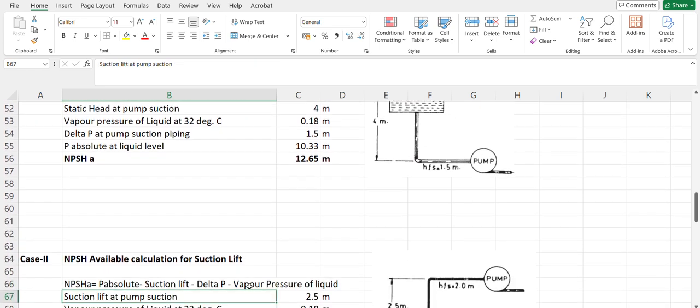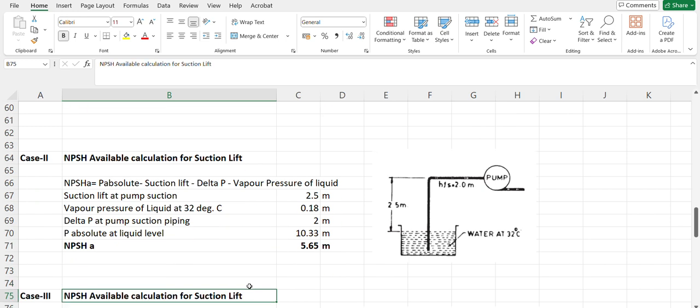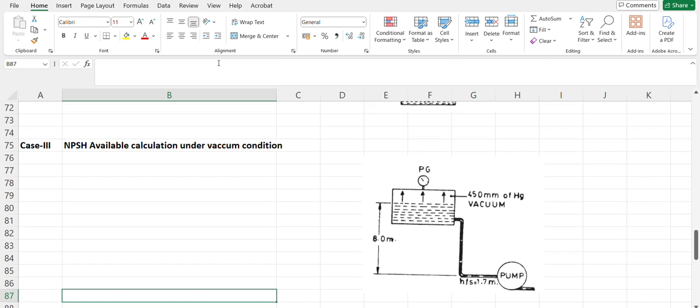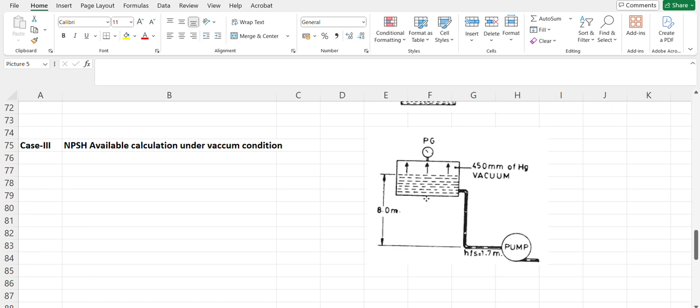So in this session we calculate the NPSH available under vacuum condition. Here I have taken one example to calculate the NPSH available. Based on that, we can simply put down whatever parameters are available with us.